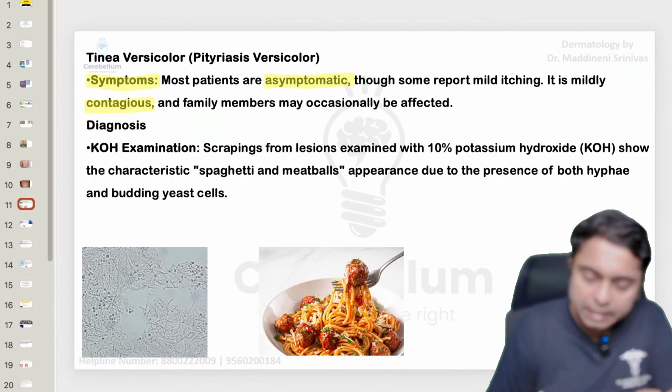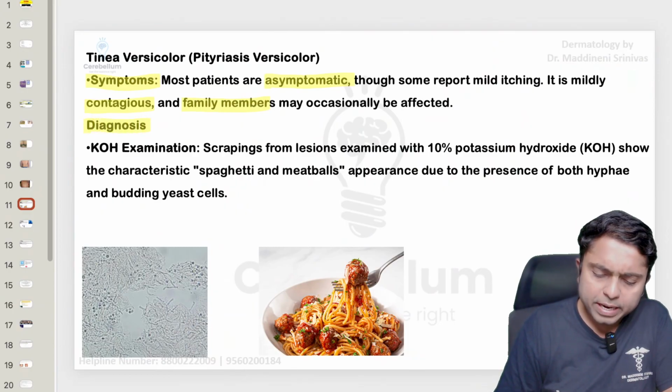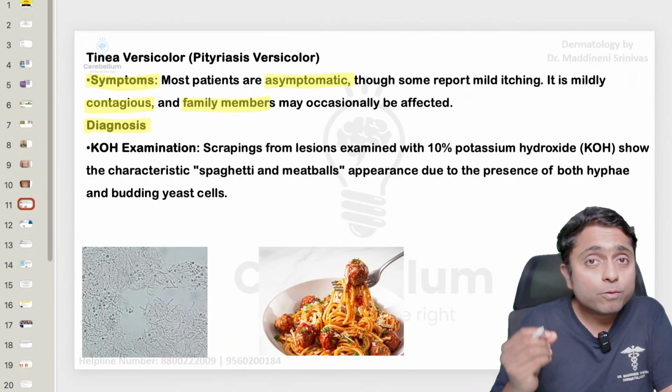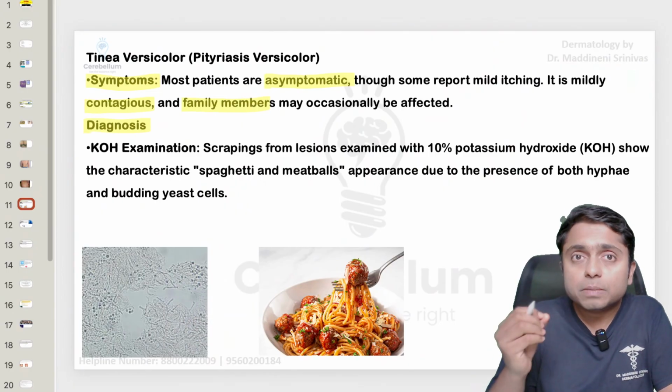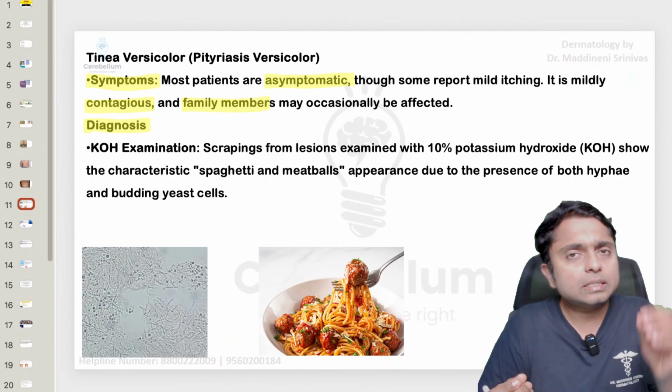So the possibility is there that they might also be having this pityriasis versicolor. So how can we diagnose? I hope you might have read this in your microbiology. So KOH examination, that is potassium hydroxide examination, from the scraping. We have told that this is a scaly disorder.